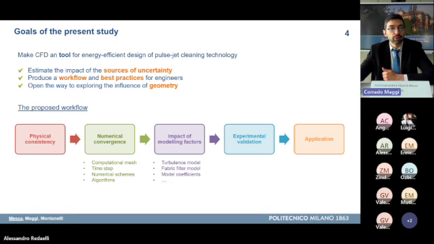Then we also produced a workflow and the best practices and guidelines for engineers who would like to use the CFD approach for this specific type of application. This opened the way to an exploration of the influence of the geometry of the collar Venturi assembly on the cleaning efficiency, and it will be briefly shown in the very last part of the seminar.